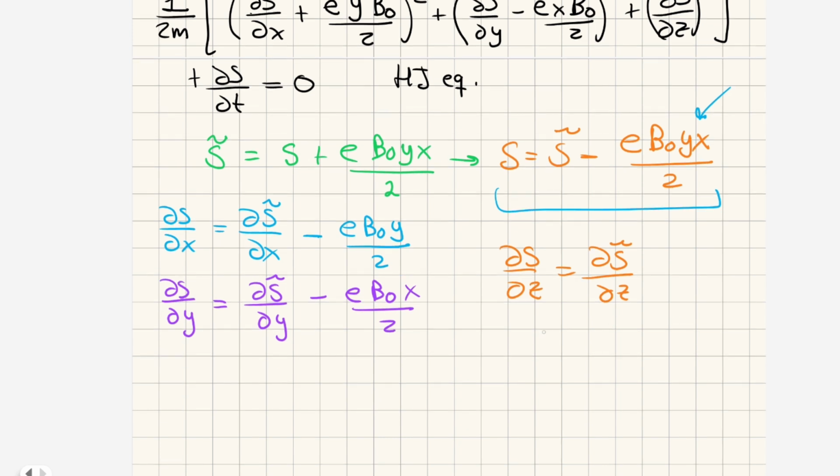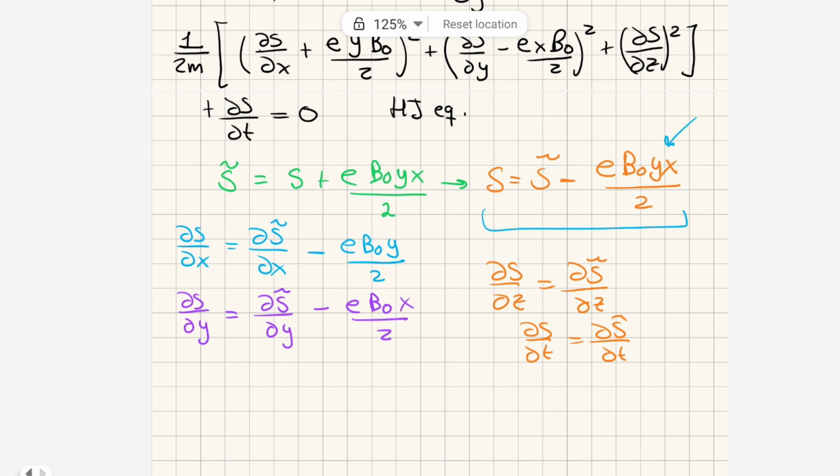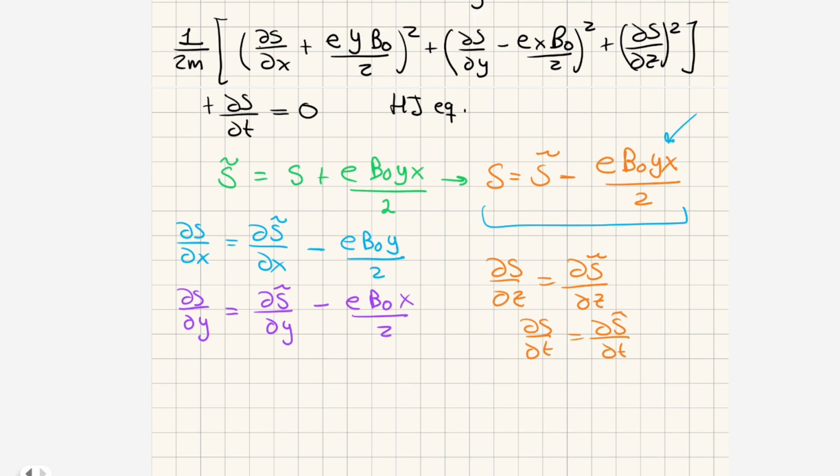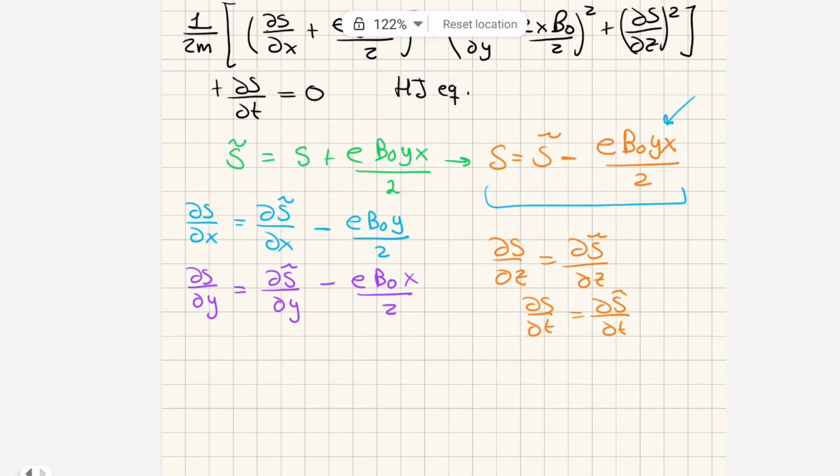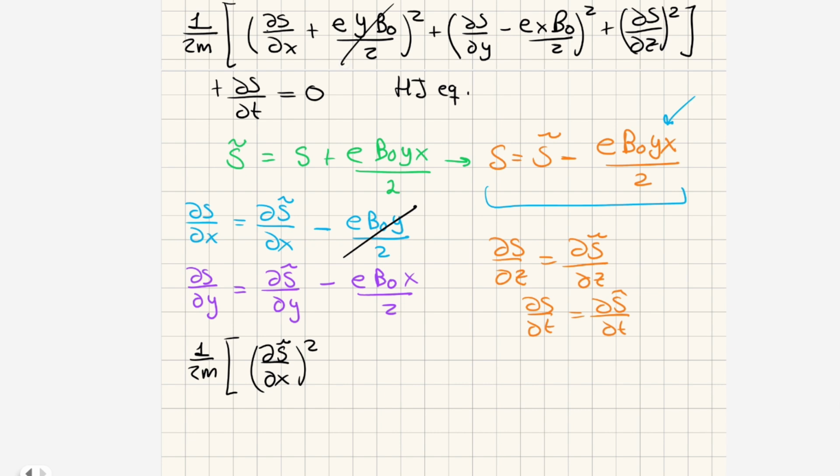And the same thing happens with the derivative with respect to time, right? Like this. Perfect. So we are going to take these results into the Hamilton-Jacobi equation that we had. So this is going to give us 1 divided by 2m, that is going to multiply the partial of s with respect to x, but as you can see, this is just the partial of s tilde with respect to x squared. Again, this element cancels with this element.